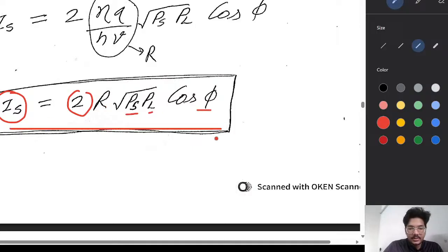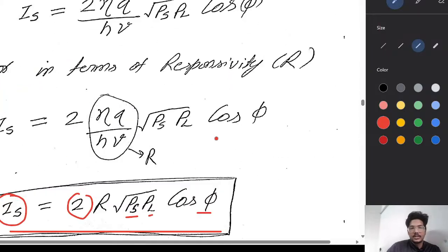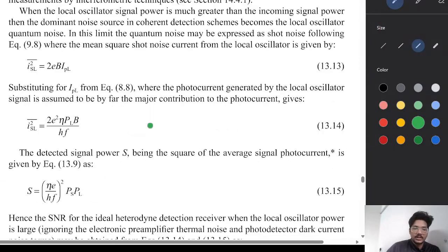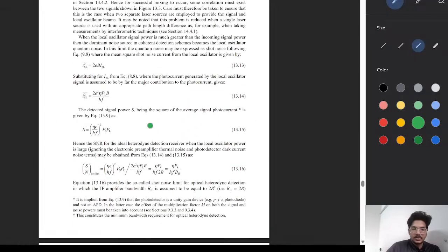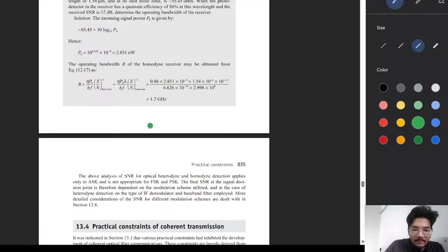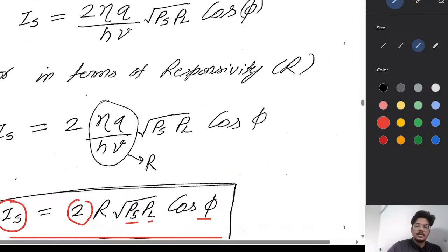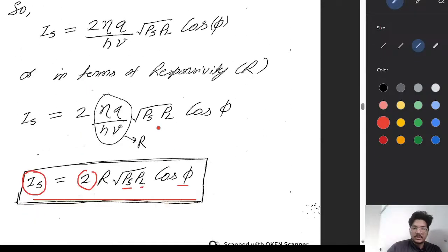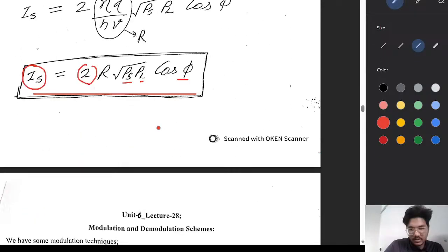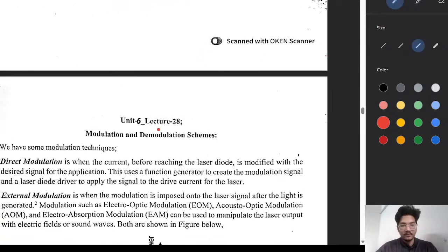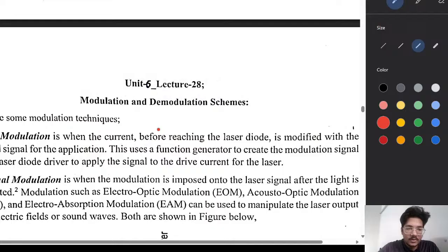So this is the optical detector condition, and we have to know only this one. From the optical detector condition we get the expression. And now we move to the modulation and demodulation schemes.